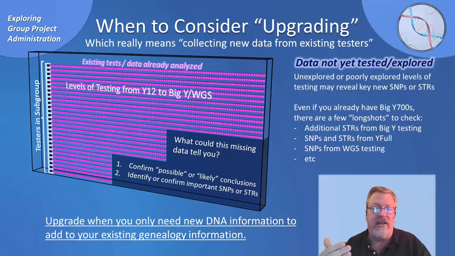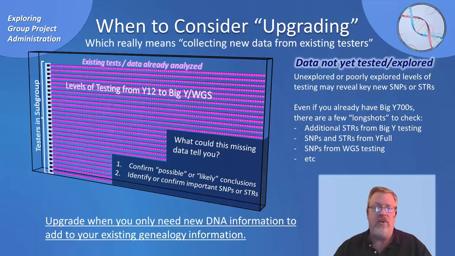If none of them have taken Big Y, then I want to start exploring what the SNPs could tell me. So I want people to start upgrading. But if I haven't started using some of the data that they've been able to give me, so the STRs are a good example, then I want to start using that.